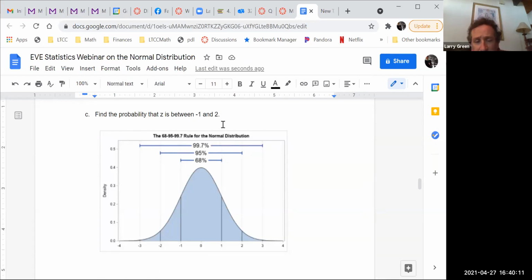So find the probability that z is between -1 and 2. I want to give you a few minutes to do it. It doesn't take more than a couple minutes if you know how to do it, and if you don't, it'll take you forever. In a few minutes, I'll show you how to do it if you got stuck.